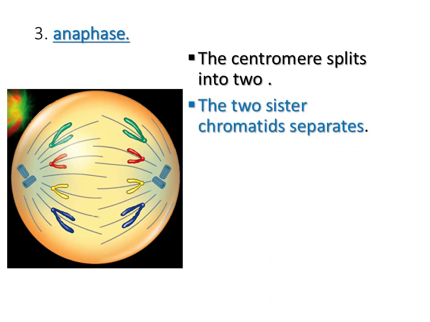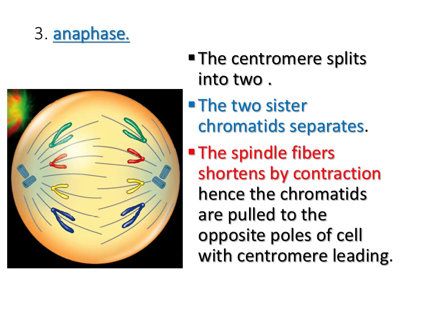After the split of the centromere, the sister chromatids now separate and become individual chromosomes. The spindle fibers shorten by contraction, hence they pull the chromatids to the opposite poles of the cell, with the centromere leading.